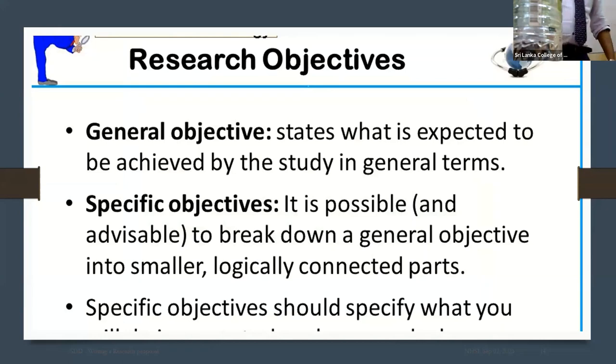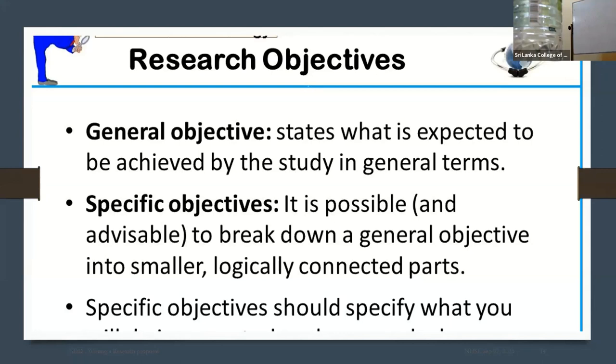General objective states what is expected to be achieved by the study in general terms. So don't make general objectives specific. For a review objective, it is possible and advisable to break down a general objective into smaller, logically connected parts. Take the objectives and don't jump from one to the other. Connect them logically, don't jump around.